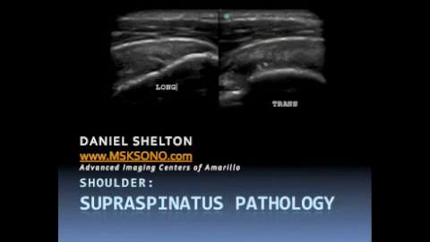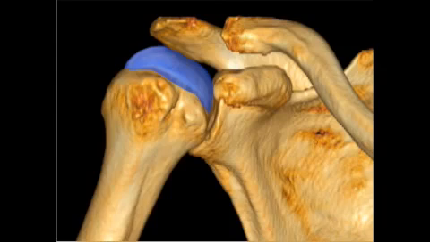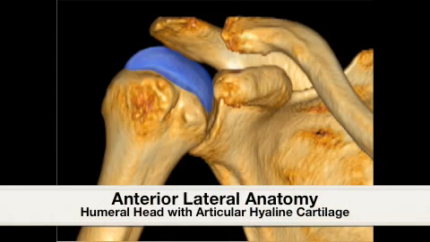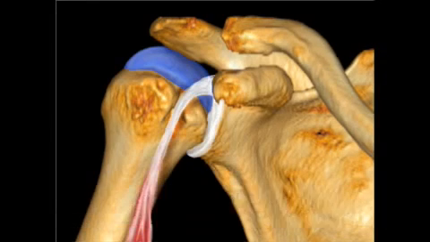This is a brief introduction to supraspinatus pathology. We will begin by describing the bony anatomy covered by the articular hyaline cartilage, shown here in blue.